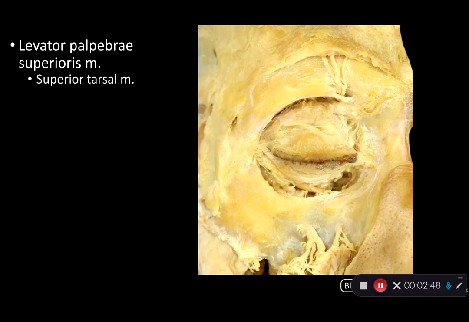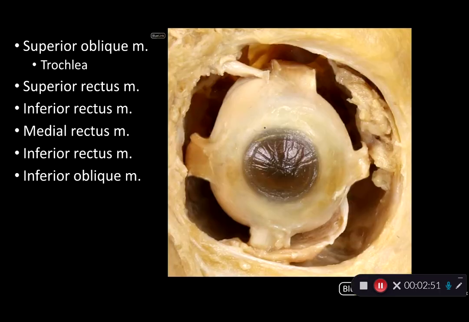As we move through the tarsal plates and clean out the orbit, we begin to see the extraocular muscles take shape. So let's orient ourselves here. This is medial, this is lateral, this is superior, and this is inferior. So the rectus muscles are likely the most obvious muscles that we can see here. So let me just outline them for us.